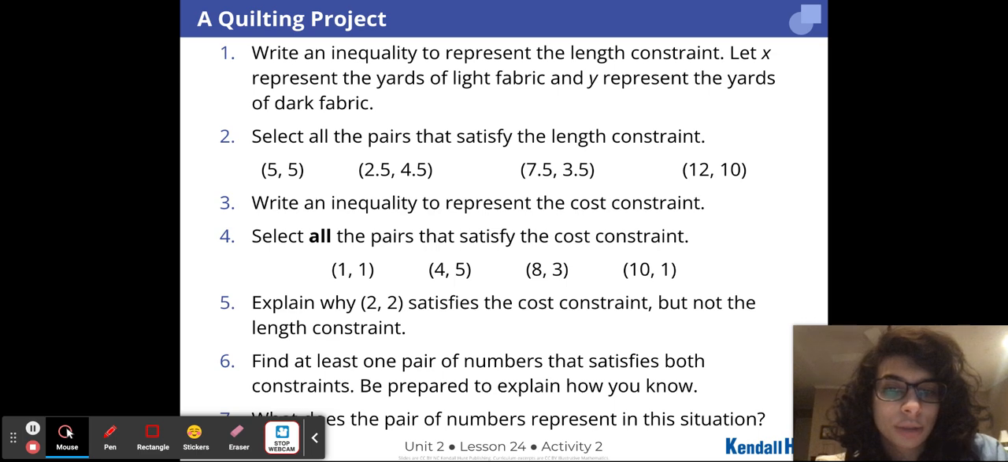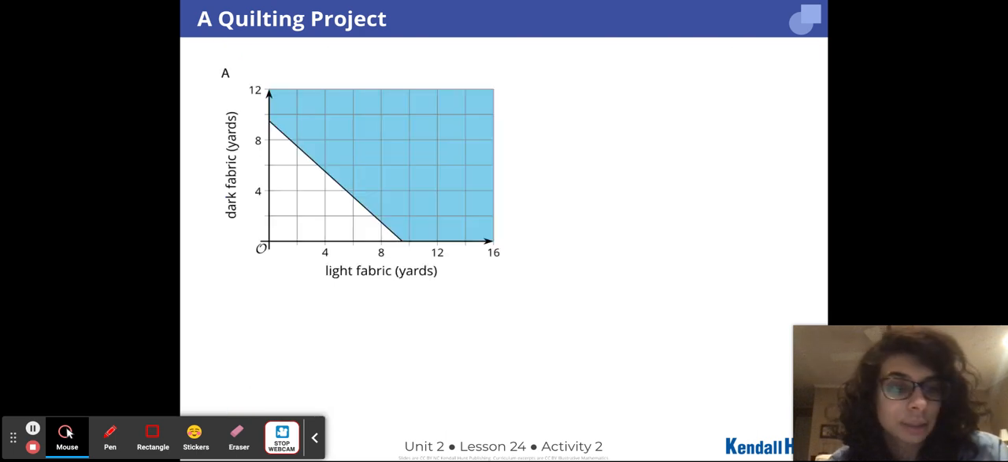Explain why (2, 2) satisfies the cost constraint but not the length constraint. And I want you to find one pair of numbers that satisfies both constraints, and I want you to explain why. And so what does a pair of numbers represent in this situation? I want you to give me a value that represents both in this situation. So what does it mean when it is a solution to both of the constraints?